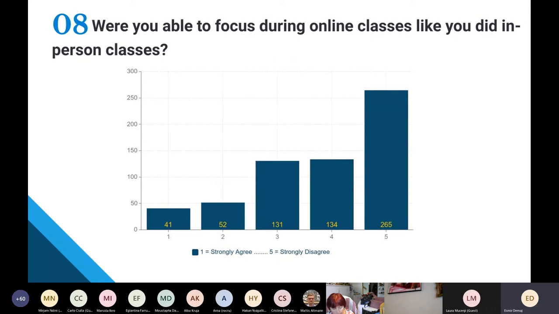Then we asked the question, which we probably all know the answer to. We asked them whether they were able to focus during online classes like they did in the in-person classes. And the majority of them strongly disagree that they were able to properly focus during the online classes. This is a very important feedback for all colleagues to work on and try to find ways out how to engage students, how to increase interactivity and make them focus more during the online classes.